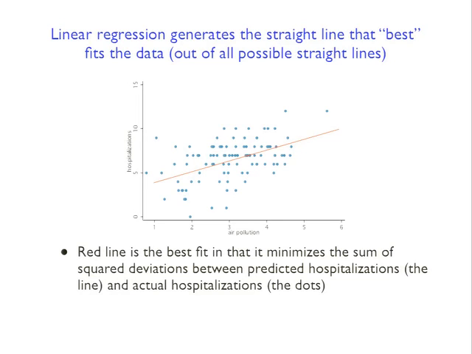So the deviation between this data point, the daily number of hospitalizations on this day, and the predicted number of hospitalizations, which are given by the line, is only this small amount right here. So that's like the prediction did pretty well in that case. But in some other cases, it didn't do as well.